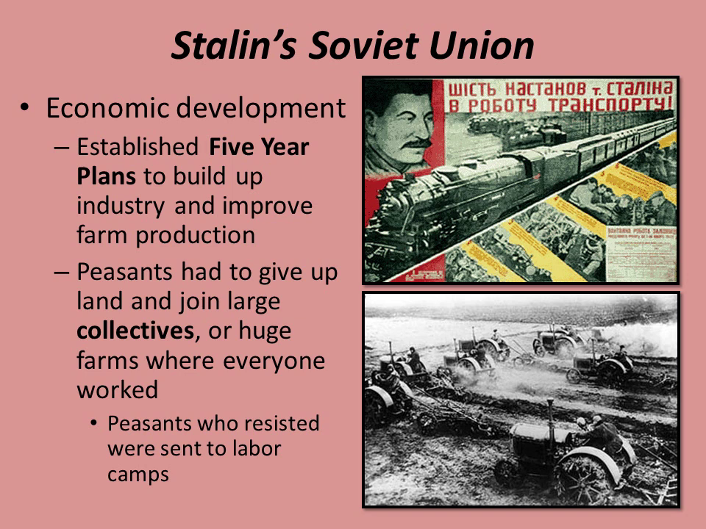So in the Soviet Union, there was some economic development. Stalin installed what he called 5-year plans. The idea was to build up industry, make farm production a bigger priority because there were still a lot of people starving in Russia after the war.